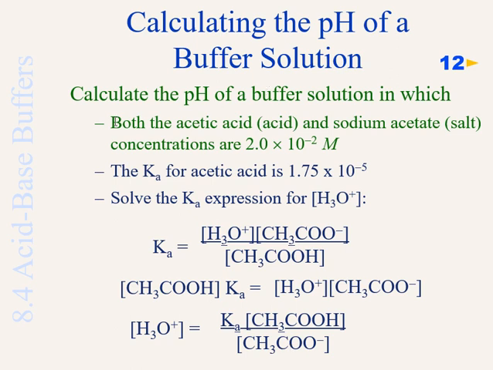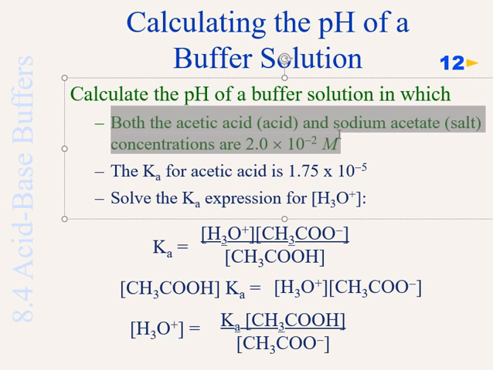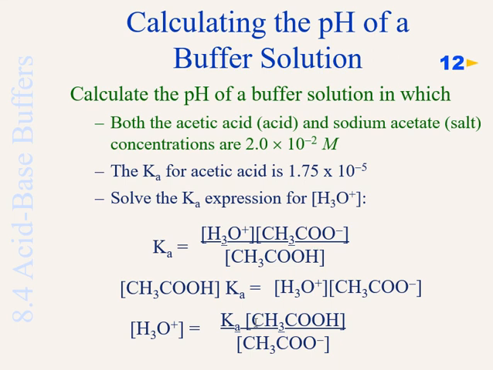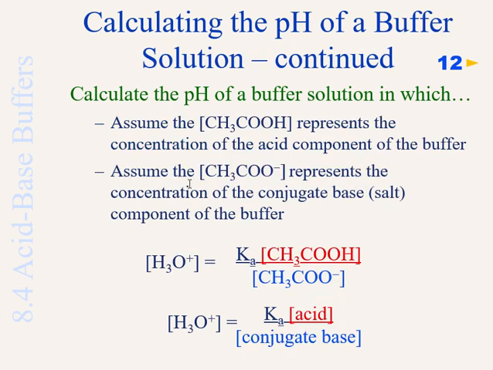Now in this problem, both the acetic acid and sodium acetate concentrations are the same. So CH3COOH is 2.0 times 10 to the negative 2 molar, and sodium acetate, which will completely dissociate to give you sodium ions and acetate ions, tells us that the acetate ion concentration is also the same, 2.0 times 10 to the negative 2 molar. Then we plug in all those values and we can find out the H3O+ concentration.